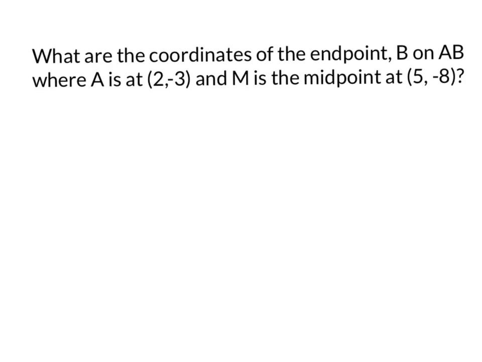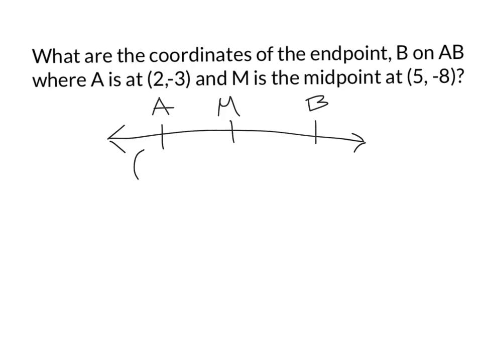So I'll draw a picture. What are the coordinates of the endpoint B on AB, where A is at 2, -3, and M is the midpoint at 5, -8? So let's draw a picture here. I'm just drawing a line. I know these are coordinate points and they have an x and y value, but really the purpose of the illustration is just to show you that A comes first, M is next because it's the midpoint, and then B is last. So I'm given the first 2 points. A is at 2, -3. M is at 5, -8.